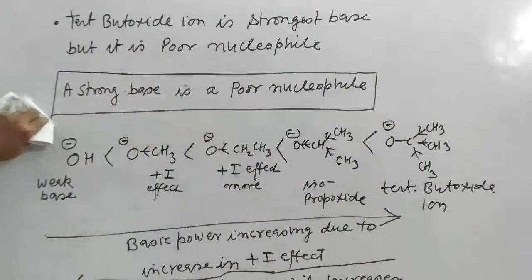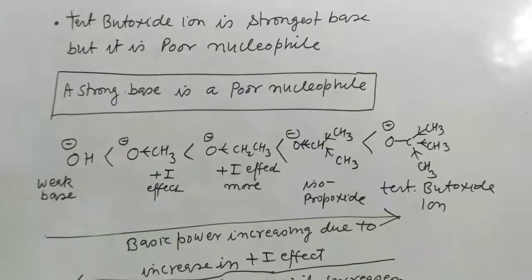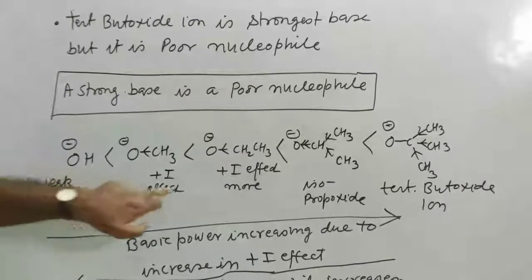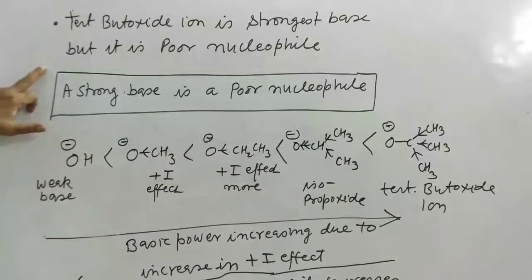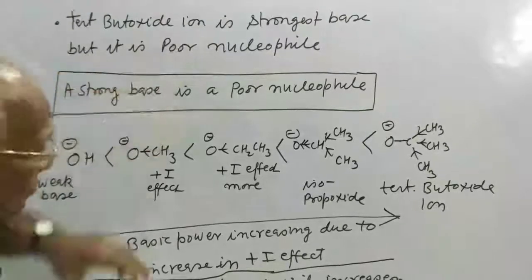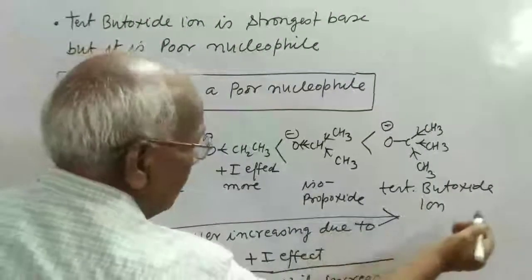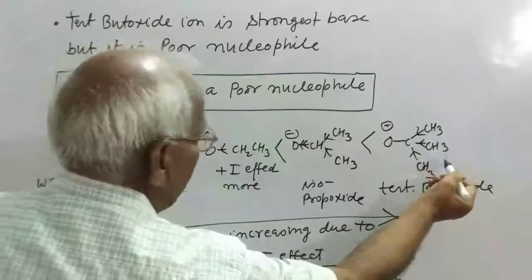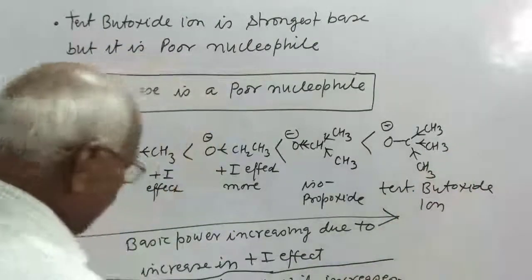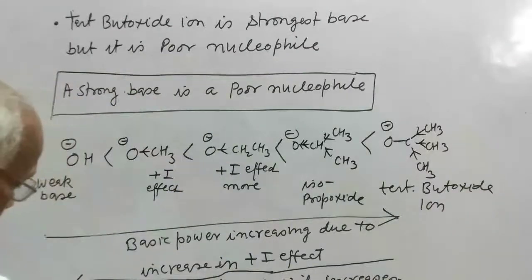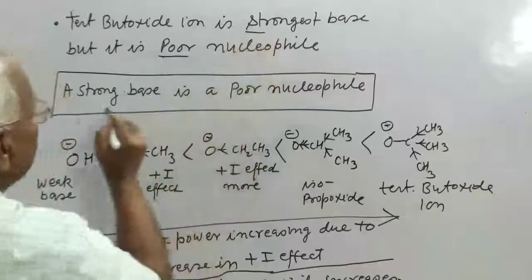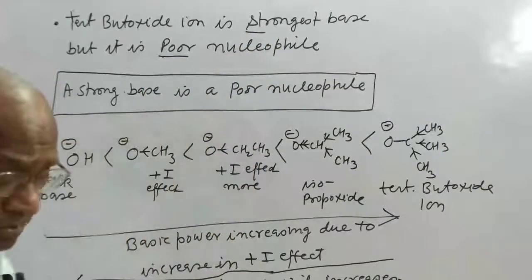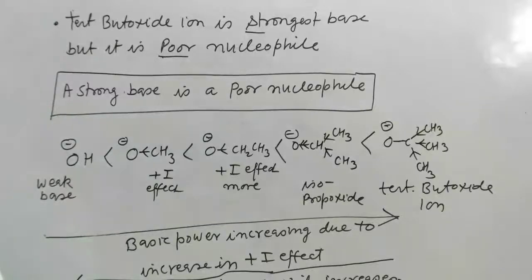These are the two observations on the basis of this sequence of the bases. Tertiary butoxide ion is the strongest base, but it is a poor nucleophile. So the arrow is going in this direction, so it is the strongest one. But for the betterment of the nucleophile, this comes in reverse direction, so it is the poor nucleophile, stronger base. So a strong base is a poor nucleophile. I am giving you some examples.